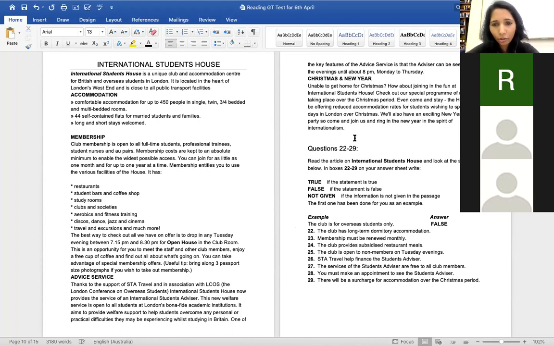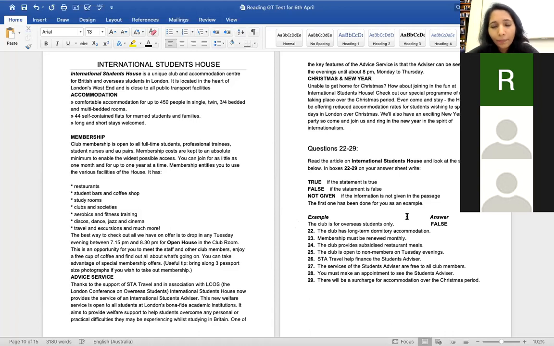It shouldn't agree. It should contradict it. Not given, if it's neither true nor false. It's a time-consuming question. Don't dwell on it. If you can't find the answer in a minute and a half or so, choose the third option. Choose not given as the answer.